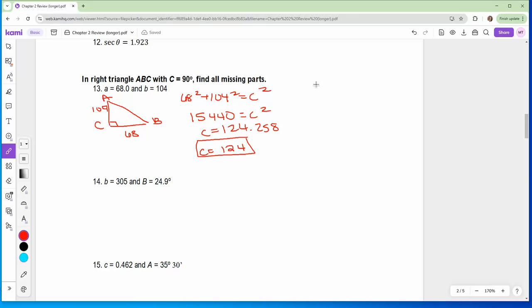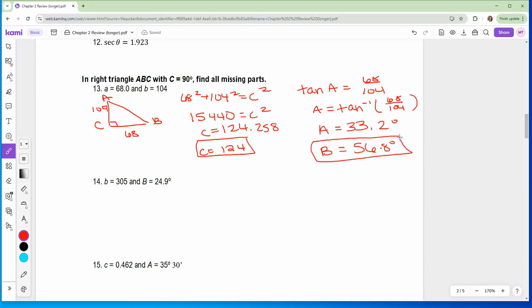68 is opposite, 104 is adjacent. So tangent of A equals opposite over adjacent. Remember, if you want an angle, that's when you do the inverse, so that second tangent. Do that, A turns out to be 33.2 degrees, and so then to get B you could do 90 minus 33.2, so 56.8 degrees.